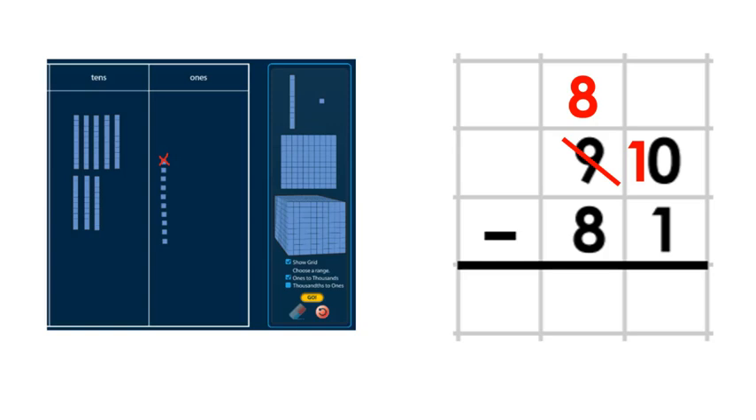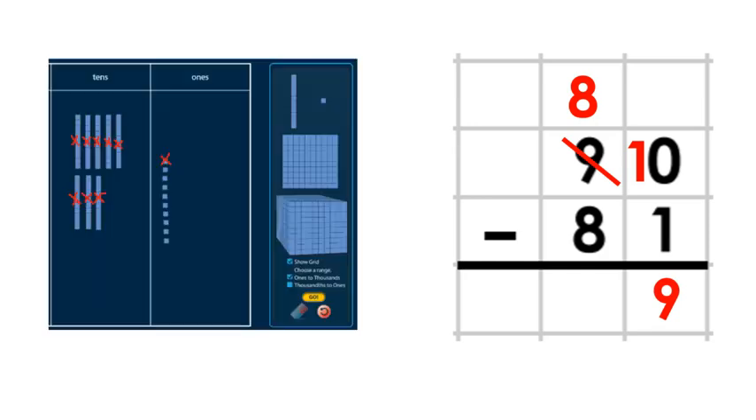10 minus 1 equals 9. 8 minus 8 equals 0. So my difference is 9.